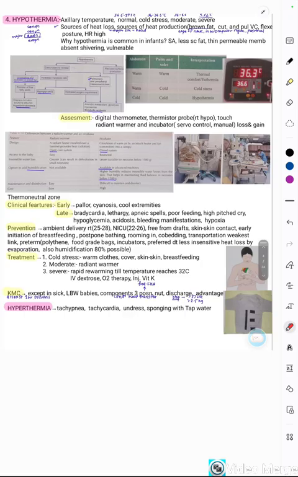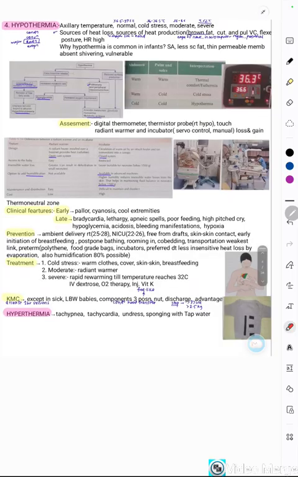In case of preterm infant, wrap the preterm infant in a polythene bag or a food grade bag, or use incubators if they are available, because they lead to less insensible heat loss from the body through evaporation. Also, humidification option is available. Then if it's just a case of cold stress, it is 36 to 36.5 degrees Celsius, then warm blankets can be used. Then skin to skin contact and breastfeeding is promoted.